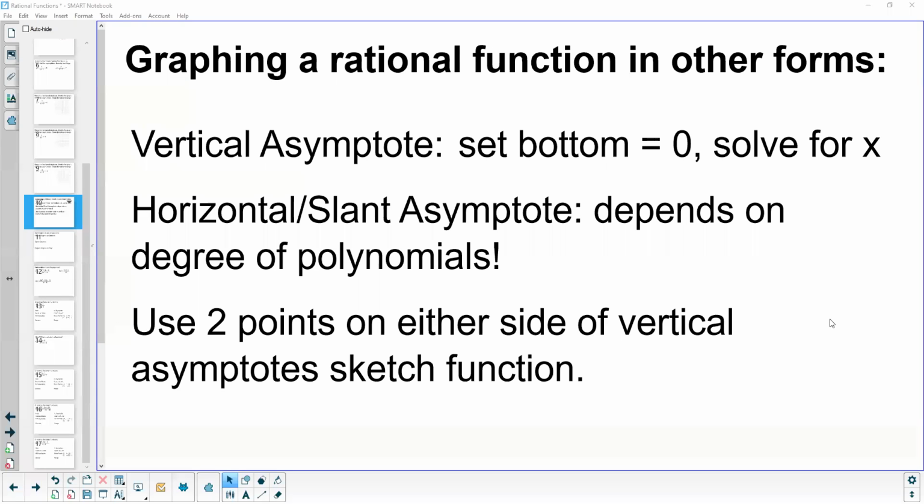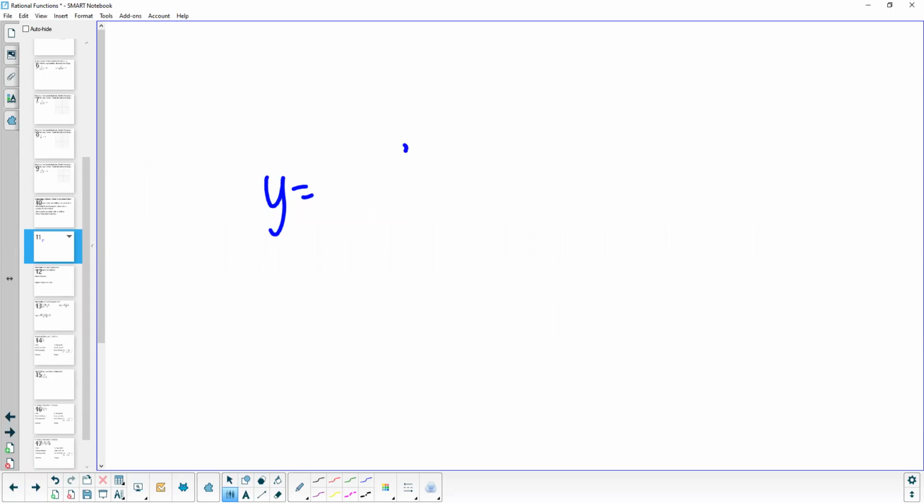Hi, this is Mrs. Kidman, and in this video, we are going to be discussing how we can graph rational functions that are in forms other than the form y equals a over x minus h plus k. So we've talked about how to graph them in this form, where this a determines our shrink and stretch.